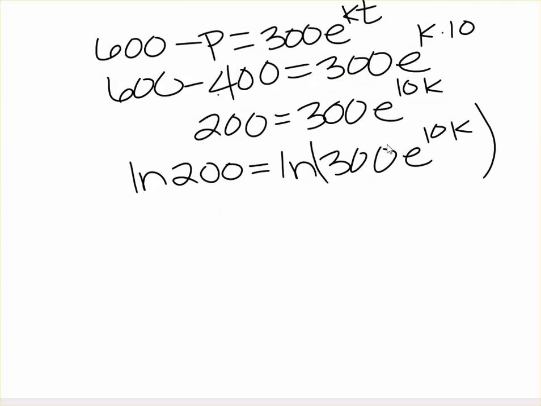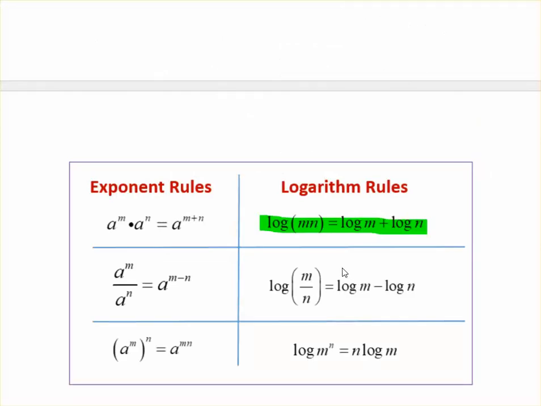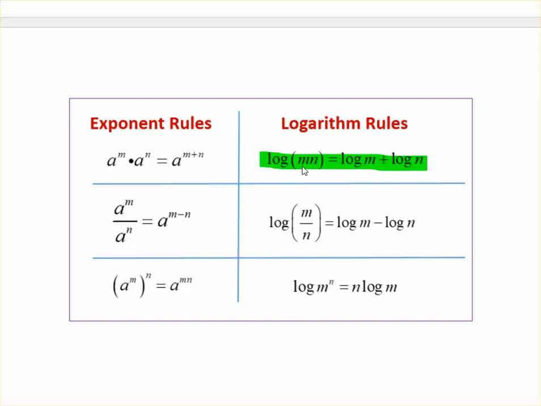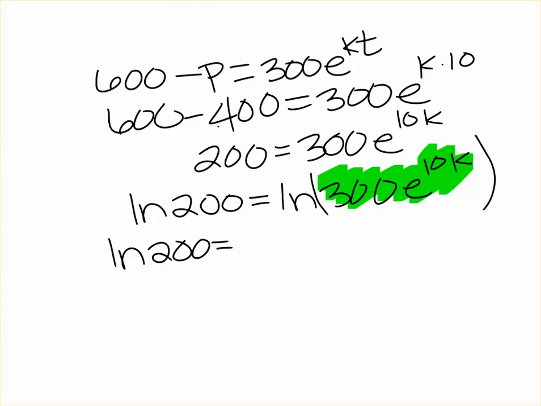The first thing I want to address is that this part, the natural log of 300e to the 10k, looks a bit messy. I would really like to be able to separate that out. We can use this rule where the log of a product is equal to the sum of log m plus log n. So let's separate that out. So the natural log of 200 is going to equal the natural log of 300 plus the natural log of e to the 10k.